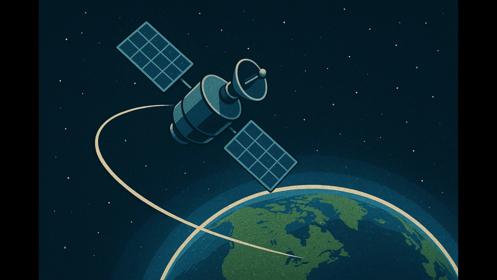What is an orbit? An orbit is a curved path that an object follows around a planet, star, or moon. It happens when two forces, gravity and inertia, balance each other perfectly.